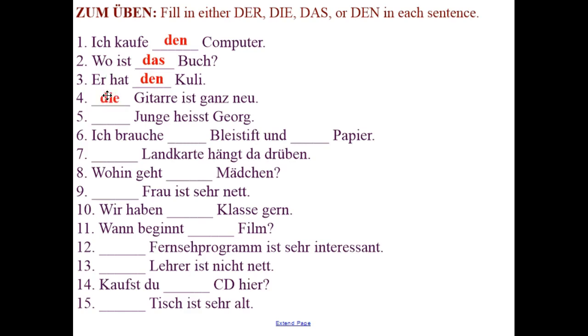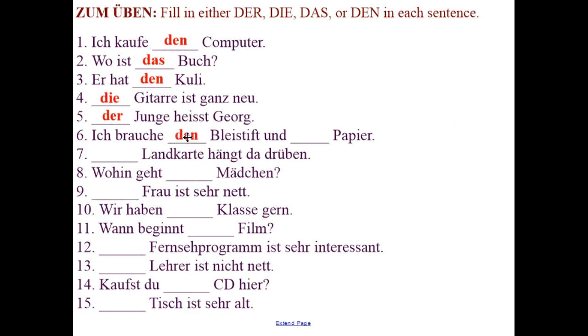4. Die Gitarre ist ganz neu. The guitar is quite new. Die never changes, but the guitar is the subject of the sentence. 5. Der Junge heißt Georg. The boy is called Georg. The boy is the subject of the sentence. Der remains der.